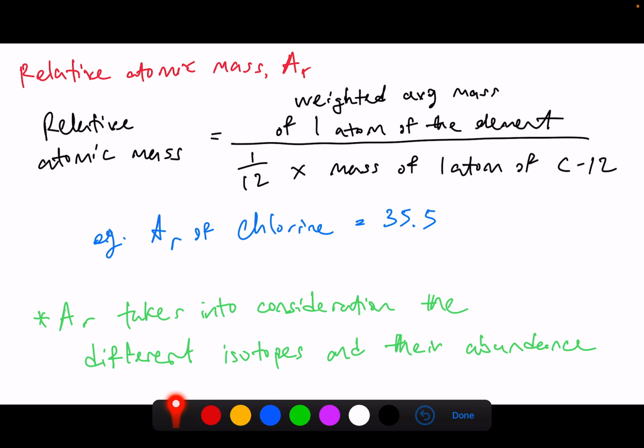It's an average in this case because we know that relative atomic masses actually take into consideration the different isotopes and their abundance in nature. Therefore, it is an average because we're actually taking into account all the different isotopes. So for instance, the relative atomic mass of chlorine would be 35.5, which is not a whole number because in this case, this is a weighted average.